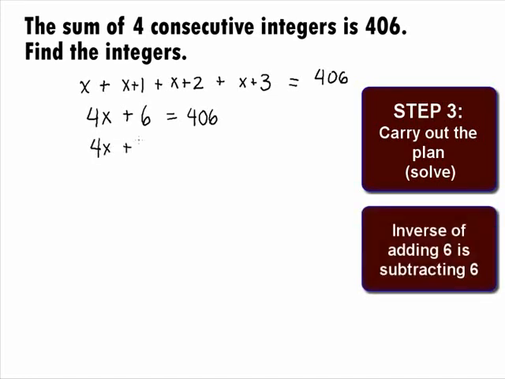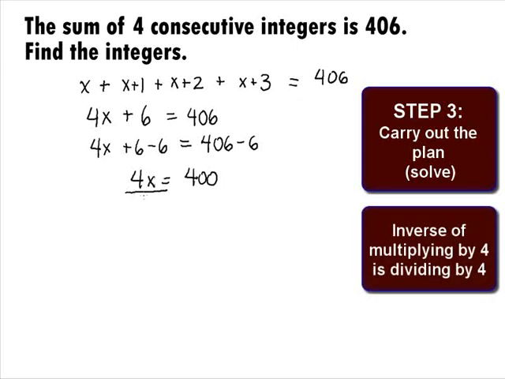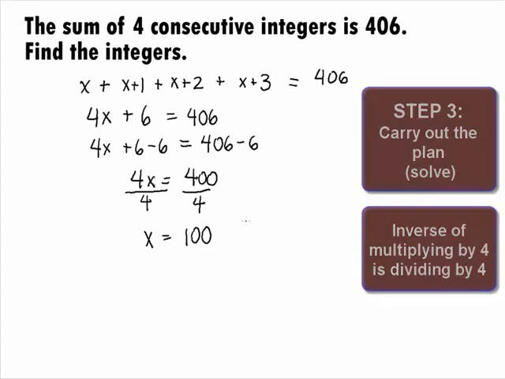This gives us 4x plus 6 minus 6 equals 406 minus 6. This will lead us to 4x on the left side equals 400 on the right side. Finally, we can do the inverse operation of multiply by dividing both sides by 4 and get 4x over 4 equals 400 over 4. This will lead us to x equals 100.